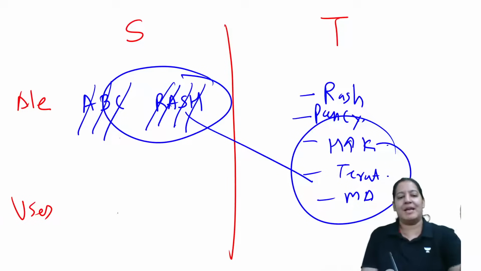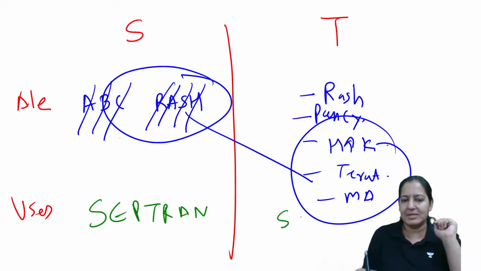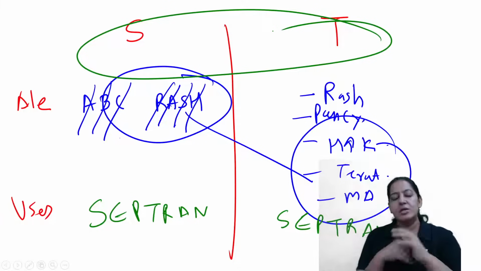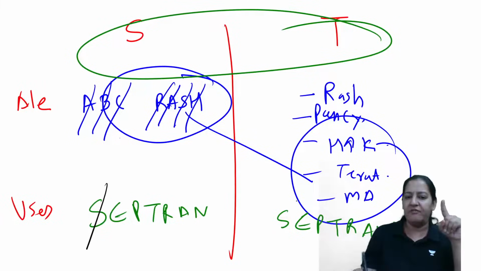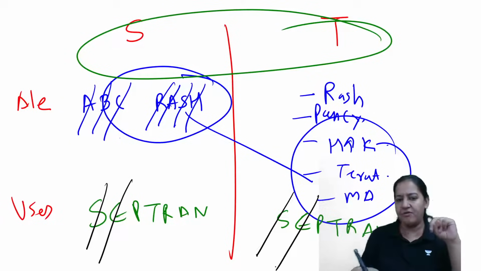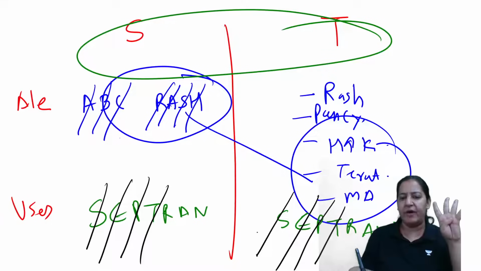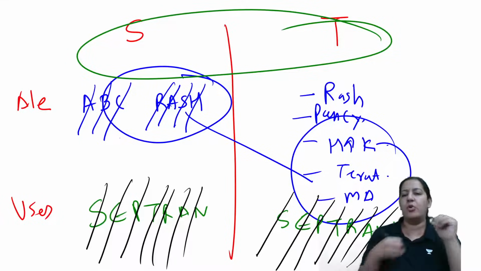Coming on the uses, they are the same. Here also the use is septron, and here also the use is septron, because septron is the use of the combination, and combination contains both. So tell me the full form of septron. Who will tell me the full form of septron? S for STD, E for arthritis, P for Pneumocystis carinii and jejuni, T for typhoid, R for RTI, A for acute UTI, and N for Nocardia.